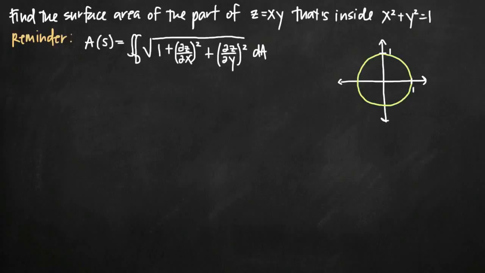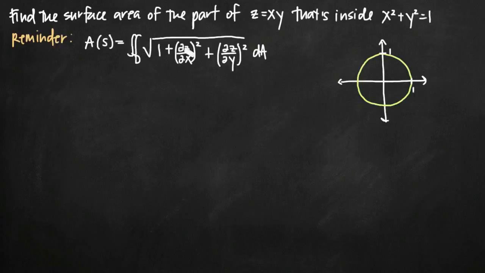Today we're going to talk about how to use double integrals to find the surface area of the part of this function z equals xy that lies inside x squared plus y squared equals 1. As a reminder, here I have the formula for surface area using a double integral.